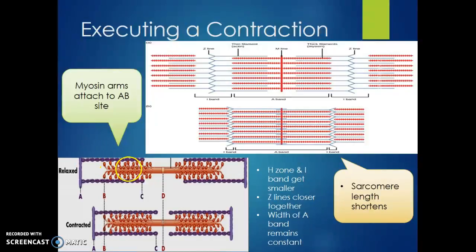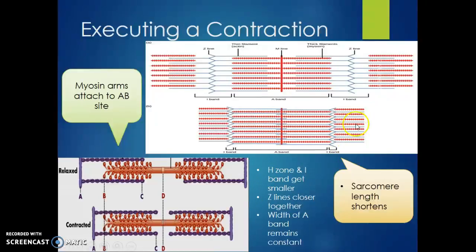Now the sarcomere length, which is the overall piece here, will shorten and get closer during the contraction, and the overall impact of this is the muscle fibre shortening, and the H zone here and the I band will get smaller, which is down here, the I band being there, and the H zone is the middle.